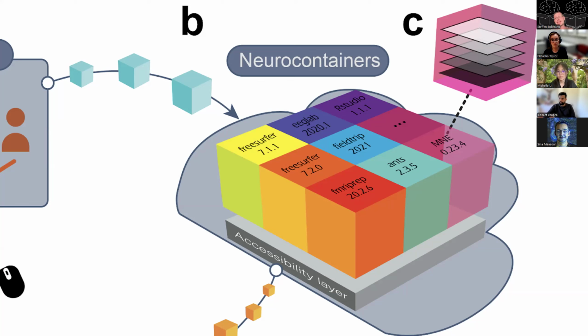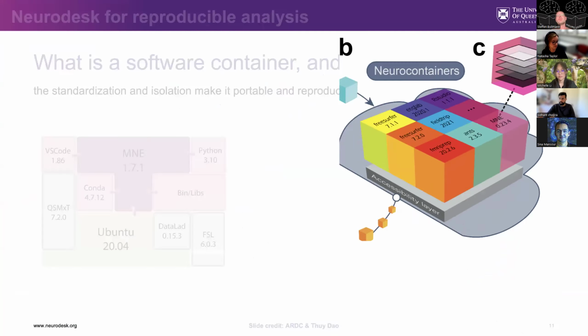And then we built an accessibility layer to make using containers really easy. Because if you've used containers in the past, you probably know there are a lot of things to think about, like Docker, Singularity, and Apptainer, and different formats and different files. It can be really confusing. So we just made this really easy. There's just one way in Neurodesk to do it, or there are multiple ways, but it's all consistently presented to the user.